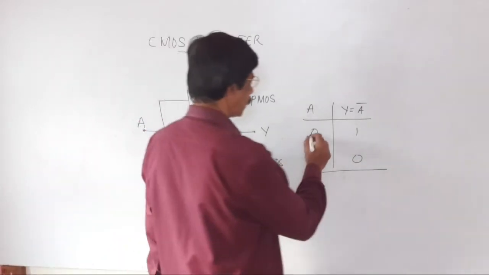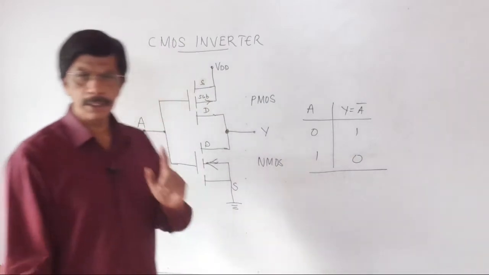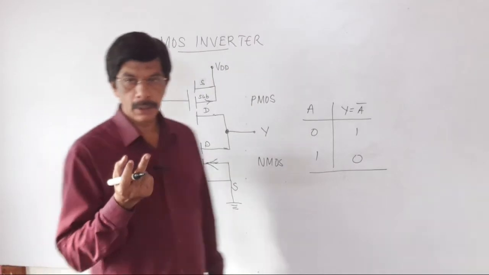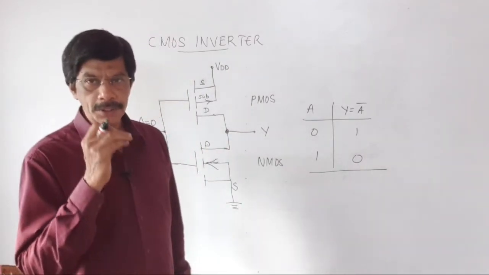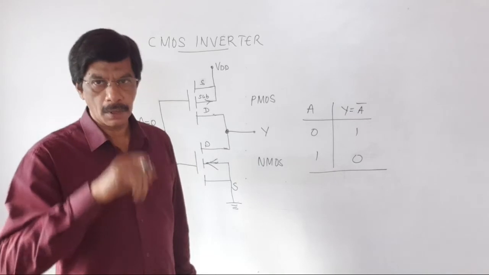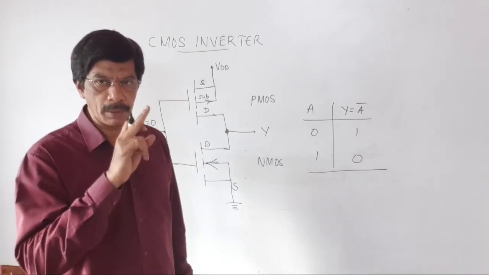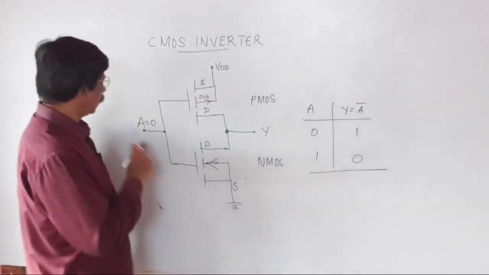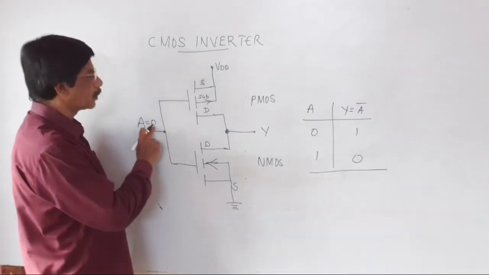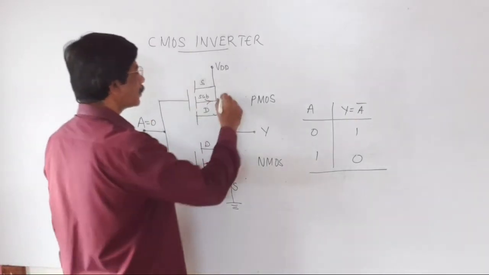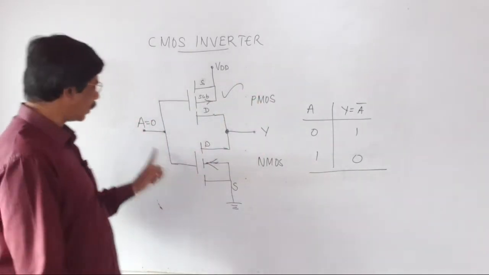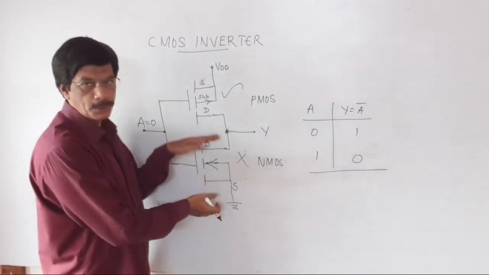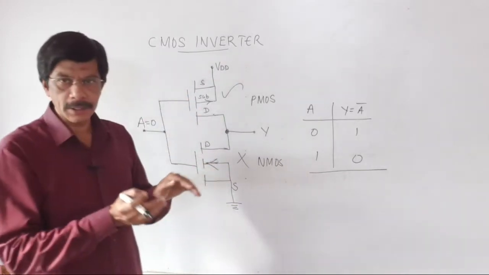First, let us take the first row of the truth table. A is equal to 0. Already I told that when input voltage is 0, PMOS switched on, NMOS switched off. When the input voltage is 1, PMOS is in off condition, NMOS is in on condition. Keep this in memory. Now A is equal to 0. PMOS transistor is switched on. NMOS transistor is switched off. It is acting as an open switch. PMOS transistor is acting as a closed switch.